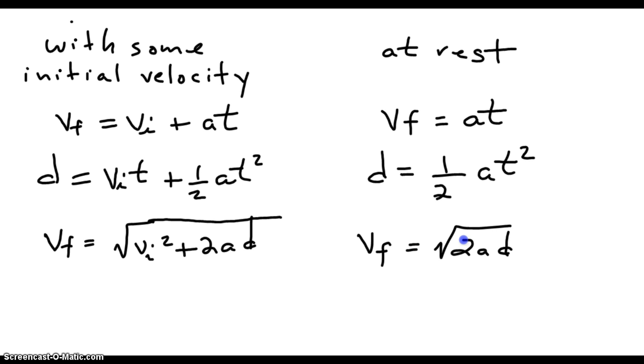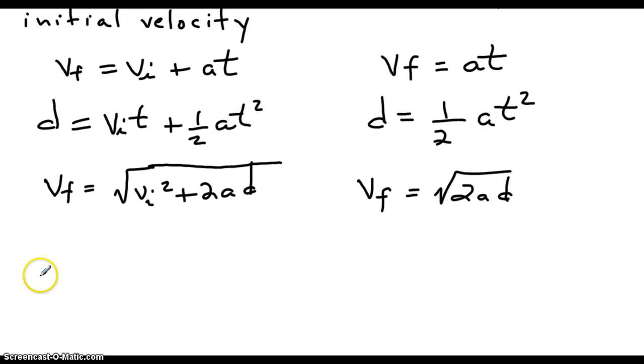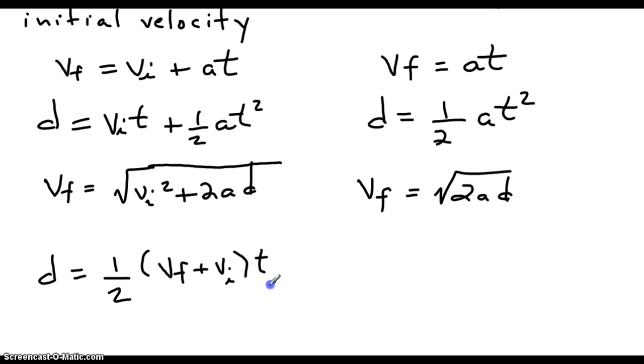Now, one other formula that you might find rather useful in certain homework problems tells us that distance is also equal to 1/2 times the final velocity plus the initial velocity, times time. This formula is useful if acceleration is not known, but if we do know the final speed and the initial speed of the object and the time that it's being accelerated. If initial velocity were 0, then the equation is even simpler, and it says distance is equal to 1/2 final velocity times time.